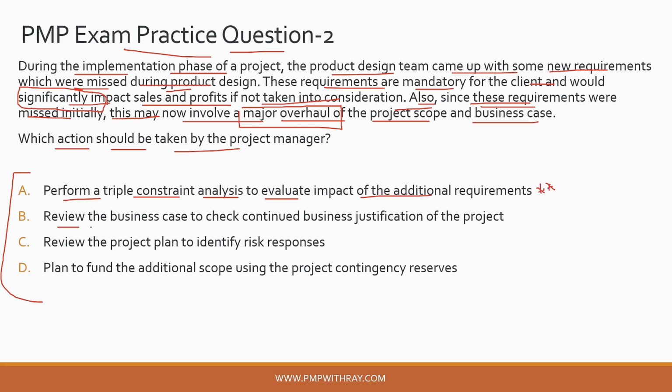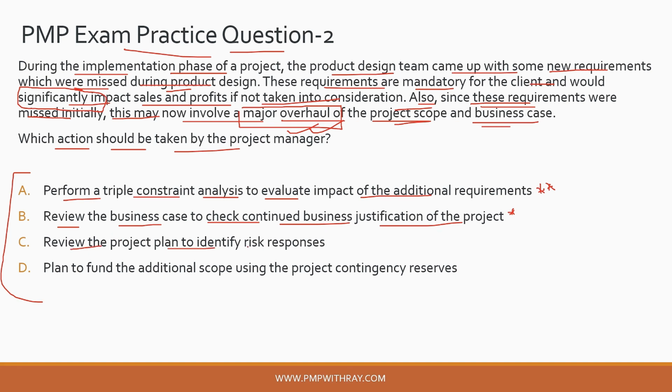Option B, review the business case to check continued business justification of the project. So this option is also very interesting, guys. And you know why? The question is mentioning that there might be a major overhaul of the project scope or the business case. Now you might argue that the project might not exist in the end, and you might need to shelve the project. What would happen in that case? So option B might be true, that you need to review the business case to check the continued business justification of the project. So let's hold this option as well.